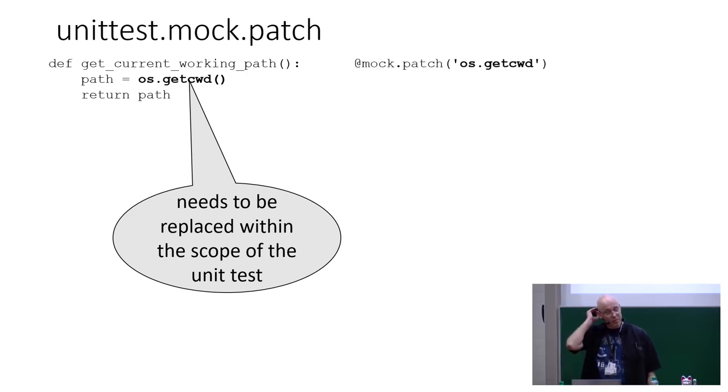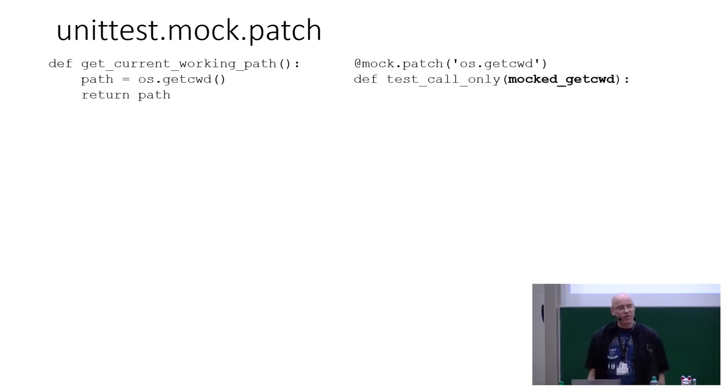The first thing is to use the patch function of unittest.mock, and we would start with this. This, by the way, is called a decorator in Python. We would start with this decorator and announce that we don't actually want to call the get current working directory function during our unit test. So to move on, then we can actually write our test code.